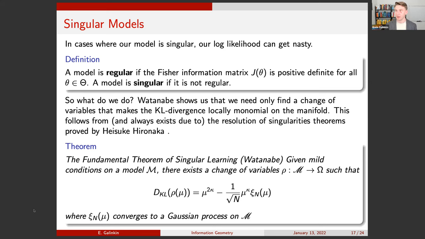Sorry, over again. Yeah. Two questions. First, I thought KL divergence would have two arguments, because you are measuring the divergence between two probability distributions. But here only rho. Right. This rho is actually the change of variables. So you map to two distributions. Oh. Yeah, so that mu is a little bit overloaded.